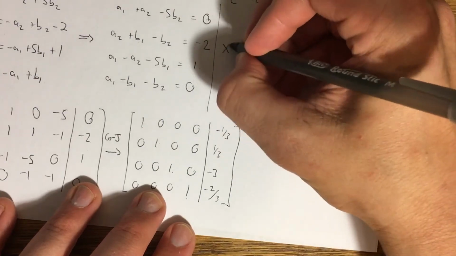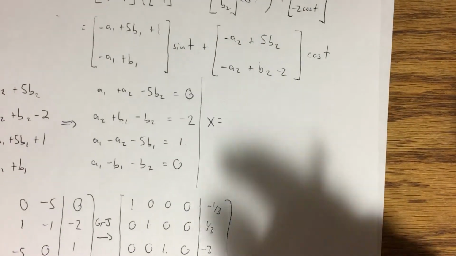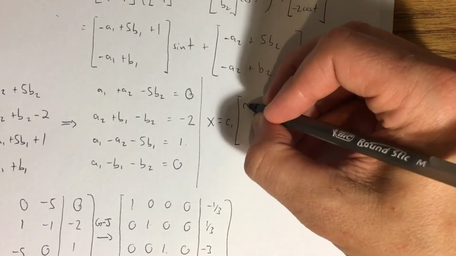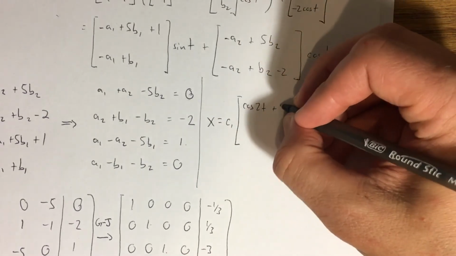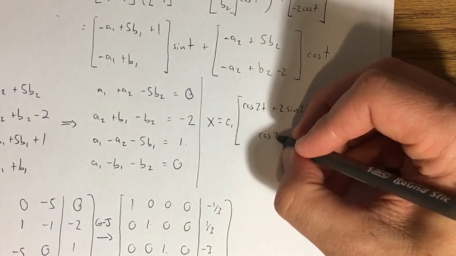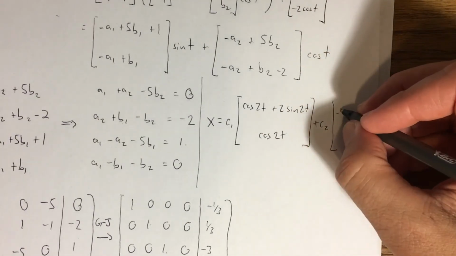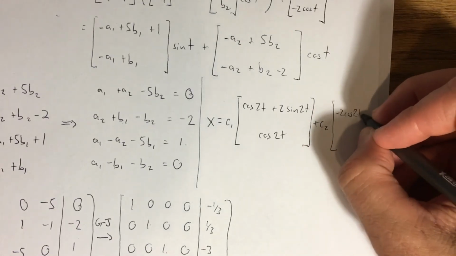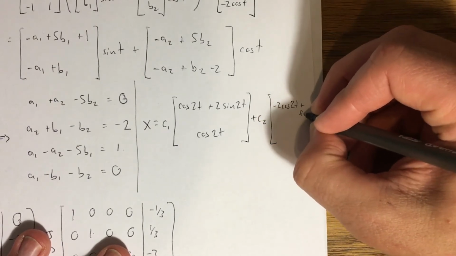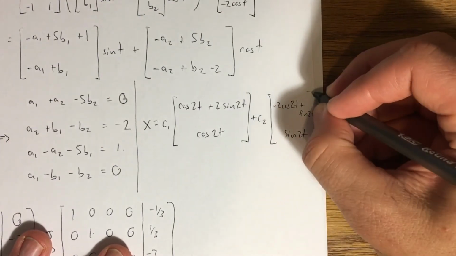So x is equal to my complementary solution, which we've written up above, and I'll just rewrite it here. C1 times cosine of 2t plus 2 sine of 2t, cosine of 2t, plus C2 times negative 2 cosine of 2t plus sine of 2t. I got really cramped there. Sine of 2t, like that.